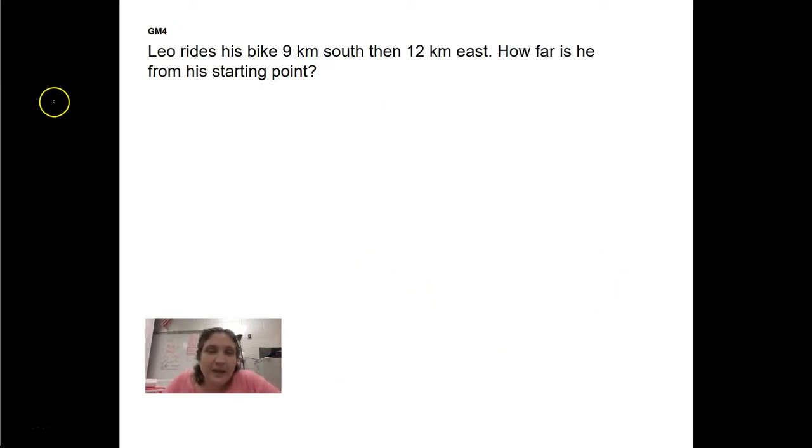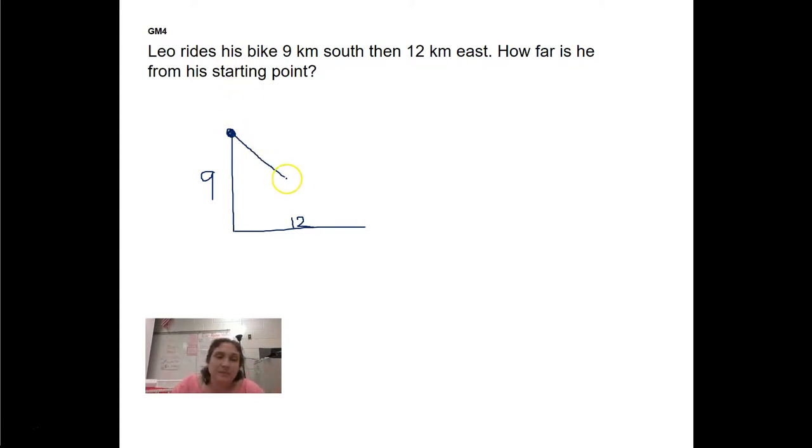Leo rides his bike 8 kilometers south and then 12 kilometers east. How far is he from the starting point? So here's Leo, 9 south. Then from there, he's going 12 east. How far is he? Well, it'd be very tempting to do 9 plus 12, but nope. We actually are doing Pythagorean theorem.